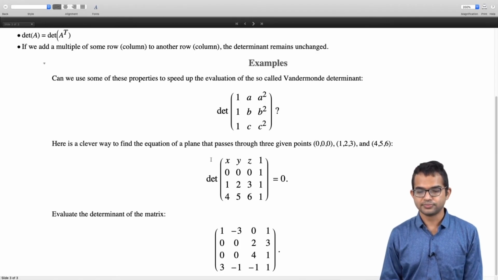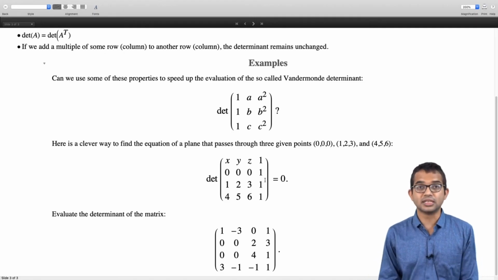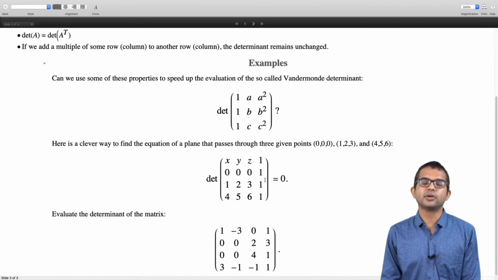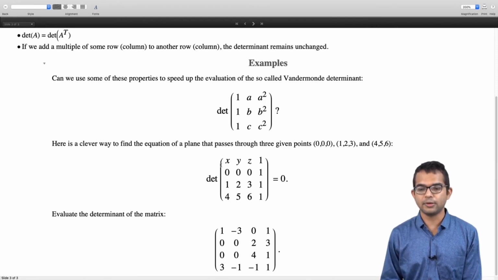So let's look at expanding this along the first row. I have x times the determinant of this 3 by 3 matrix, plus y times the determinant of another 3 by 3 matrix, which is some constant, plus z times the determinant of some other matrix, which is a constant, plus another determinant which is a constant, equal to 0, which is exactly in the form of the equation of a plane. So first of all, it's clear that this is the equation of some plane. Now, how do I show that this is the equation of the plane that we are interested in? I just have to show that if I plug in 0, 0, 0 in place of x, y, z, then indeed this equation must hold.